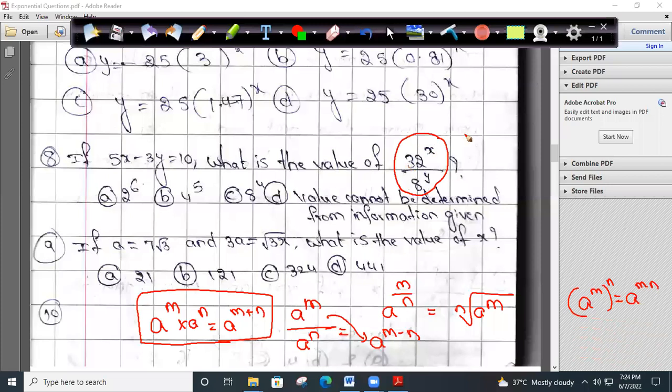So if I need to solve this question, 32 can be written as 2 power 5 whole power x. 8 can be written as 2 power 3 whole power y.